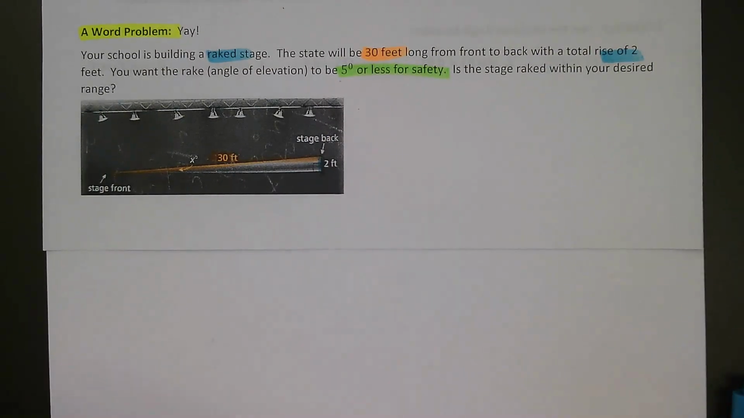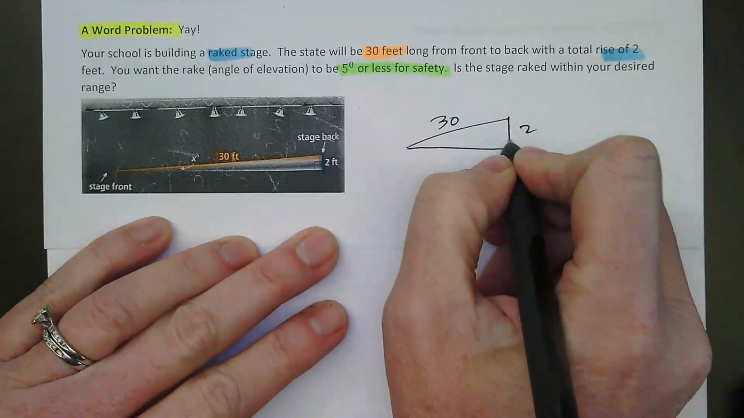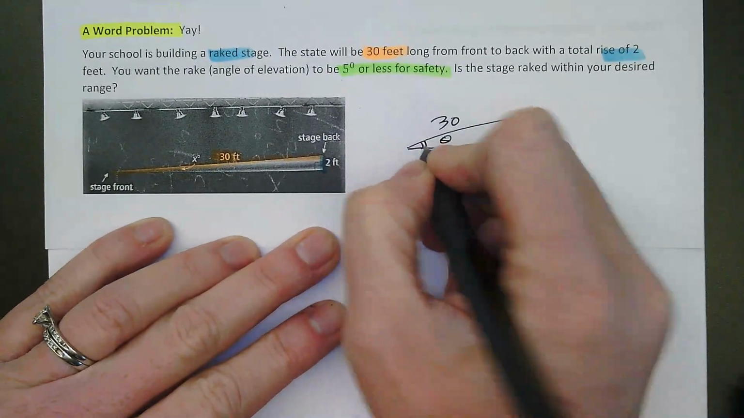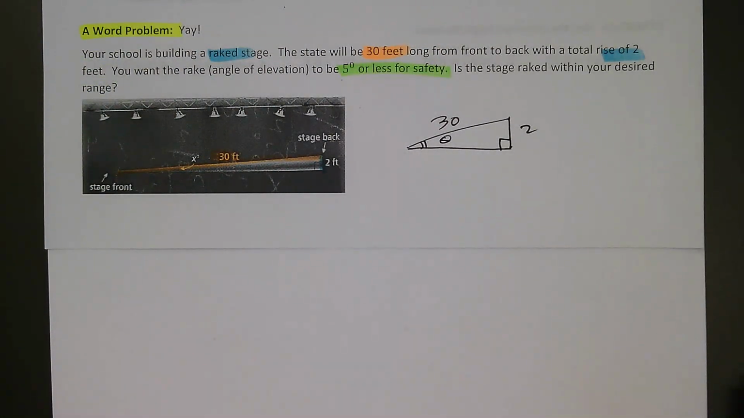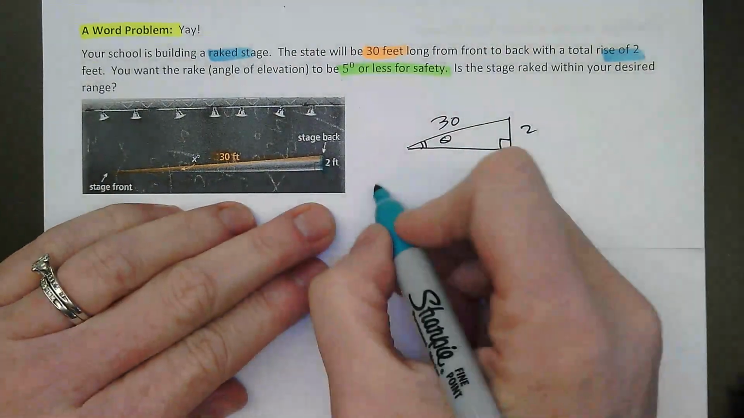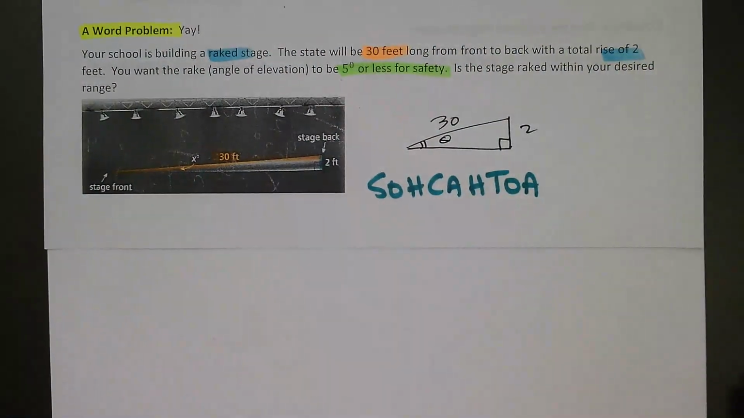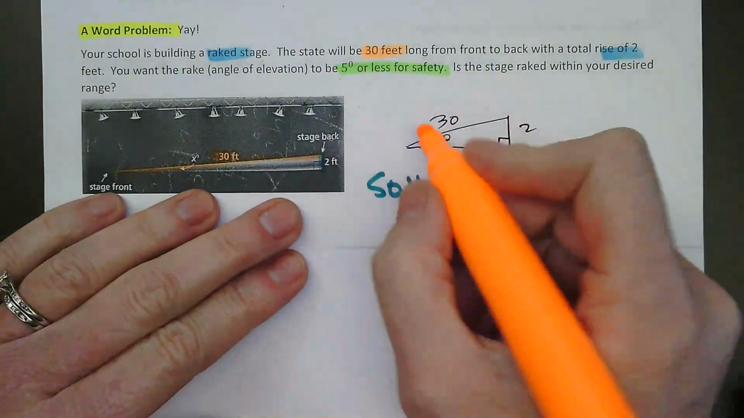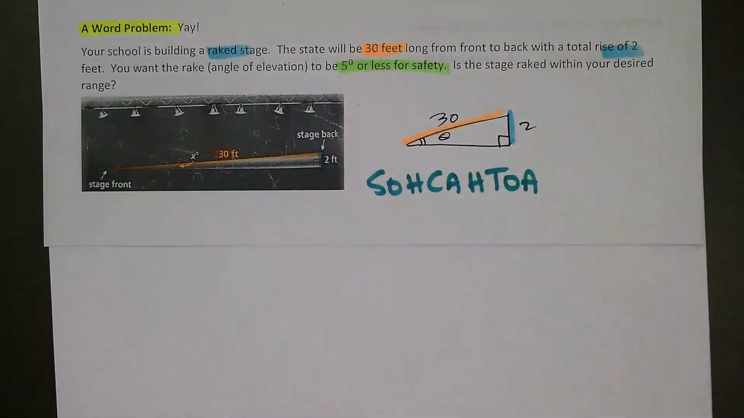So it's typically easier to draw your own picture. We know we have this stage coming up 30 feet long, 2 feet down. It's a right triangle. We're trying to figure out what this angle is right here to find out if it's safe. We need it to be 5 degrees or less. So we'll do some trig here to figure this out because this is an unknown angle. I would recommend using our mnemonic, SOH CAH TOA, to help us determine from what we have, this 30 feet and this 2 feet, and then this angle right here.